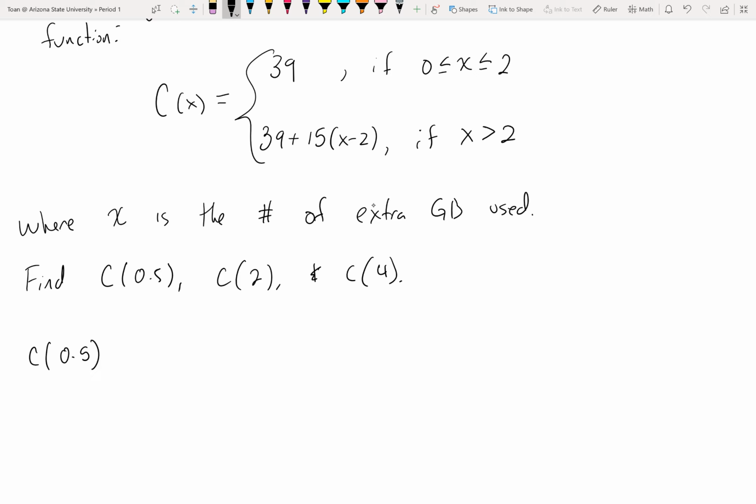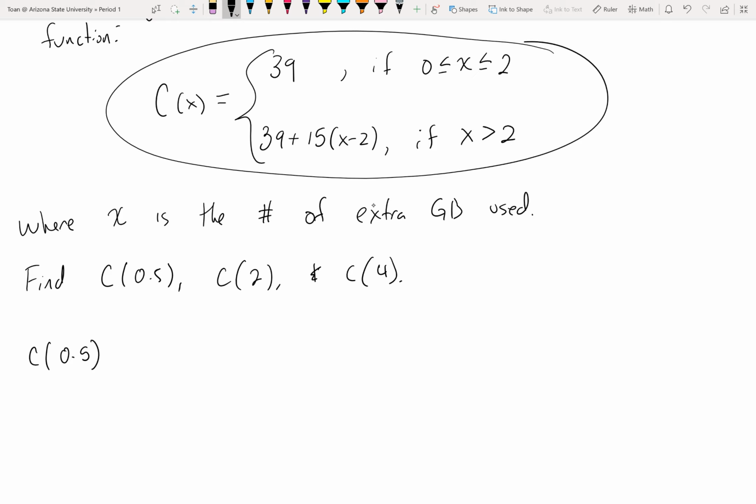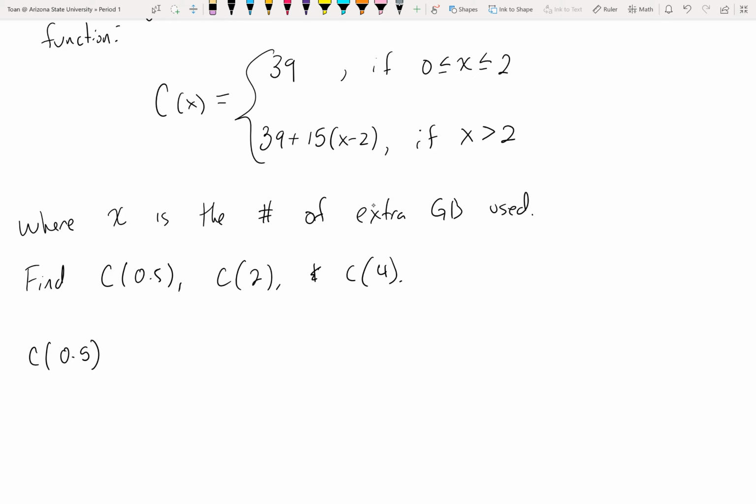So if I wanted to answer this question, I have this very weird looking piecewise function here, and I want to do C of 0.5. I hope everyone can agree that my input here is 0.5. That's what the notation says. So what I have to do is look at my domain splits right here and ask myself which row, the top row or the bottom row, does 0.5 fit in those inequalities? Hopefully everyone can agree that 0.5 fits in the top row. 0.5 is between 0 and 2.